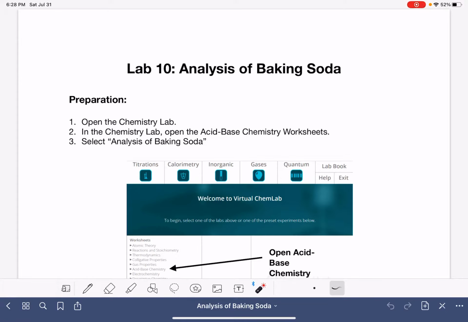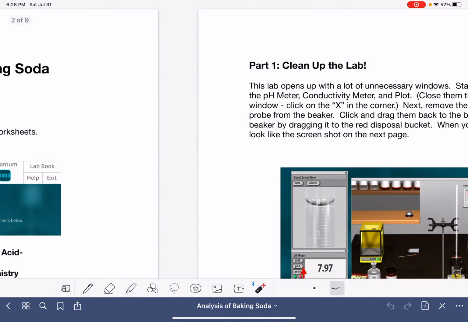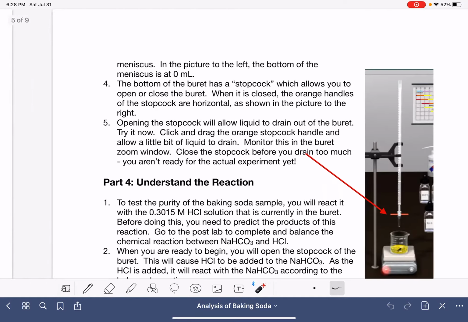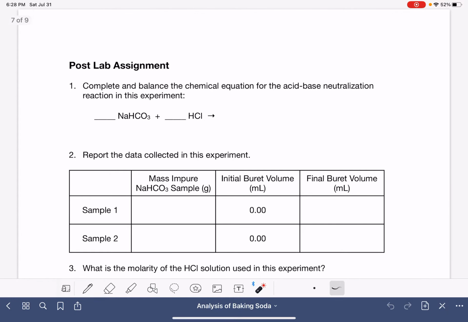In this video, I'll walk you through the post-lab assignment for Lab 10, Analysis of Baking Soda. On this post-lab assignment, the first thing that you have is a chemical equation that you need to complete and balance. You can do this just based on the type of stuff we've been covering in class this week, or you could look it up on the internet.